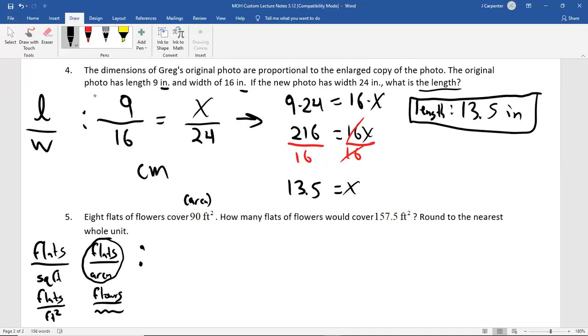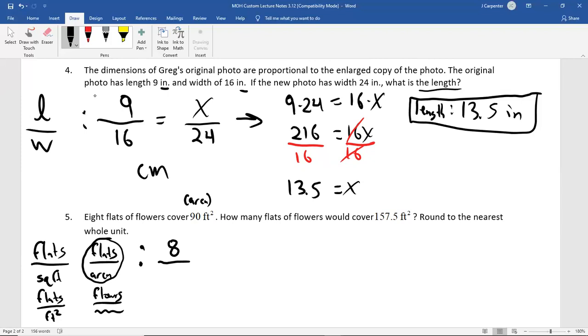8 flats covers 90 square feet. So the 8 is a flat, that goes in the top. I believe a flat is like when you buy those little cartons of flowers and they come 4 or 6 to a pack usually. Not necessarily that number. Don't quote me on that. I'm not much of a gardener.